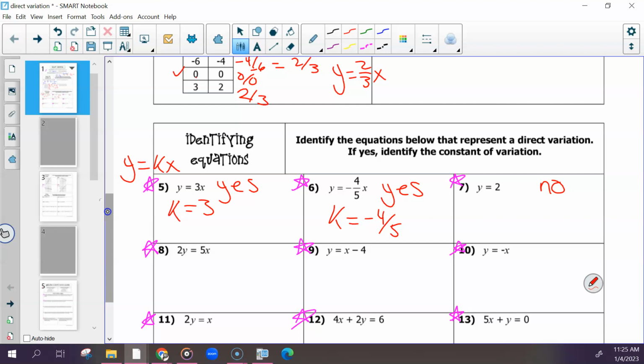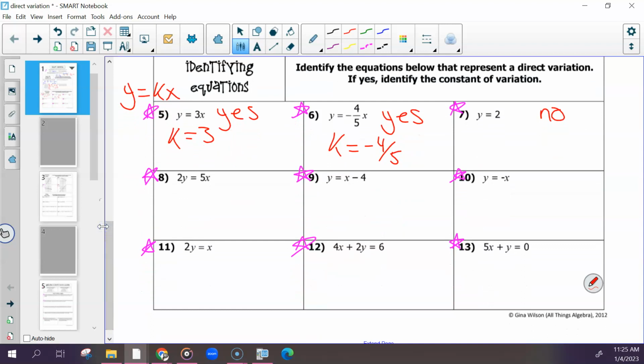For 8, we would need to solve it first. So divide both sides by 2. So we have y equals 5x over 2 or y equals 5 over 2x. So because you can write it either way, that would be a direct variation.